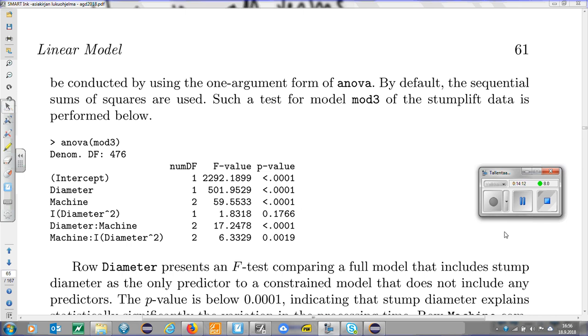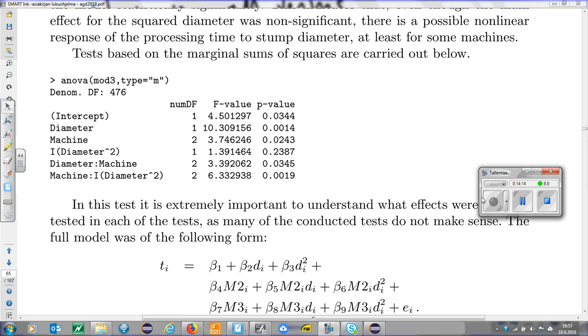Here are the marginal or type 3 tests. So here we have type equal to m, and now the full model is the one that includes all the terms: diameter, machine, diameter squared, the diameter and machine interaction, and the diameter squared and machine interaction. And now you see that the results are very different. What we see from here is, for example, that the p-values for all other parameters are below the 0.05 level, but now this diameter squared has a p-value that is quite high.